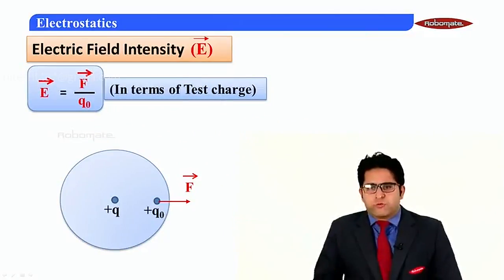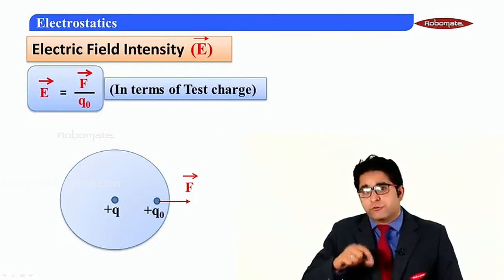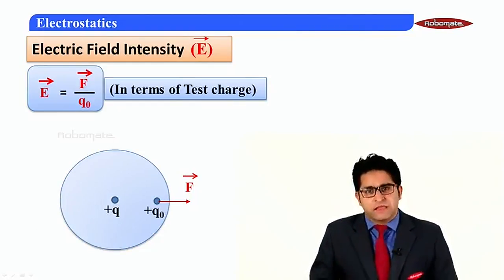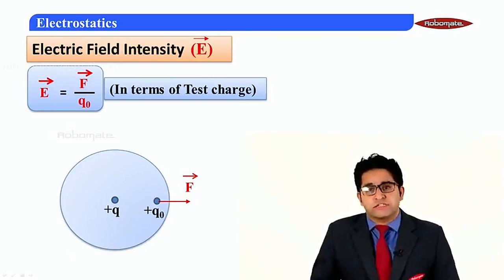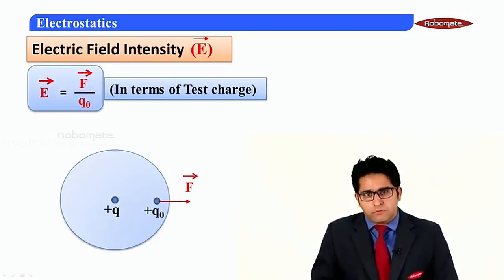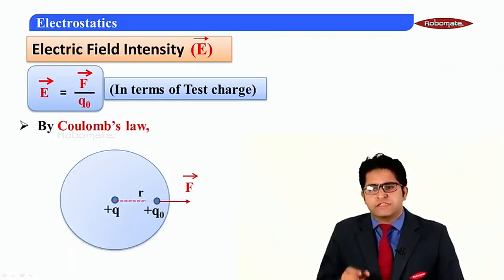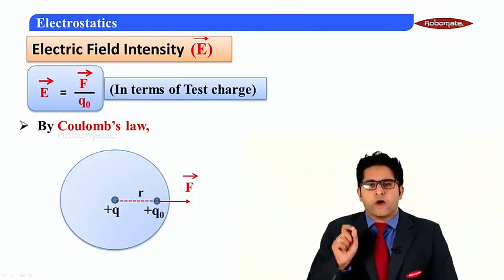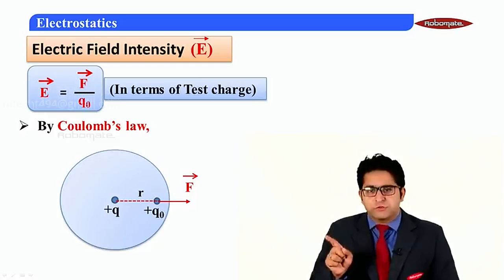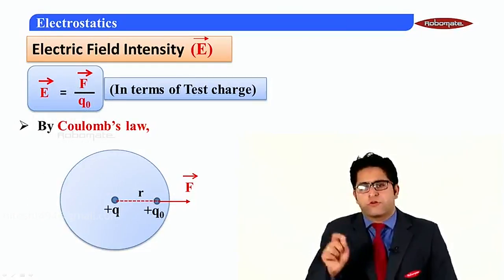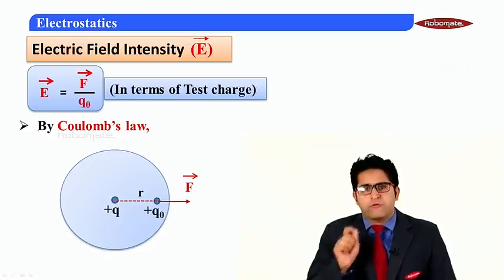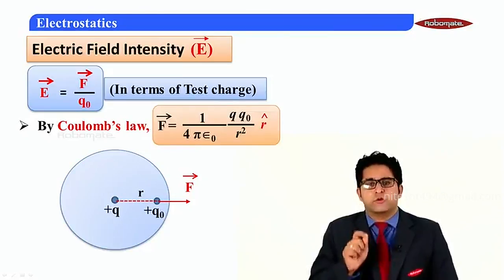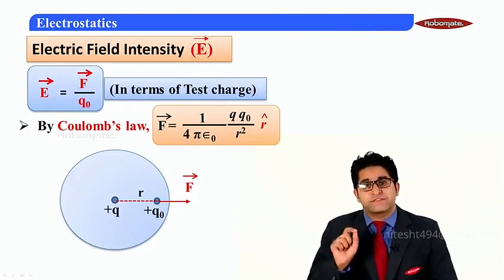Now if I say force, what is this force? In this case, it is nothing but a force of repulsion, and it is nothing but the force between two charges. And whenever I want to find force between two charges, I'll be using Coulomb's law. So let's say distance between these two charges is small r. According to Coulomb's law, I can write the formula force is equal to 1 by 4 pi epsilon naught. First charge is Q, second charge is Q naught, and the distance is R. So the formula becomes force is equal to 1 by 4 pi epsilon naught Q into Q naught upon R square into unit vector R. And this unit vector R gives the direction.